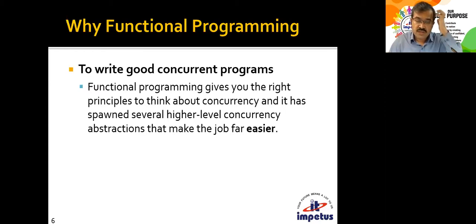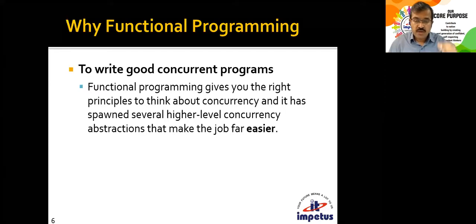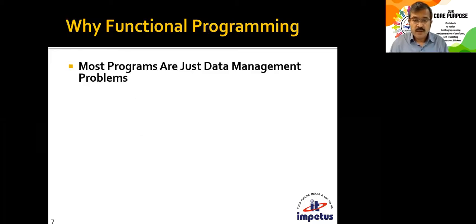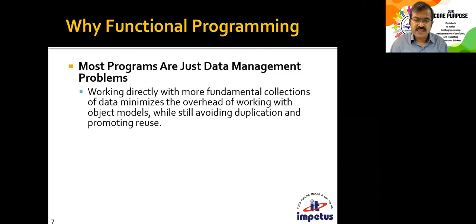So there is no question at any particular place where the inconsistencies happen due to concurrent access, where multiple threads are accessing the same piece of data. Those problems are taken care of. Most programs are just data management programs. If you look at real life, when we develop applications, this is precisely the case.